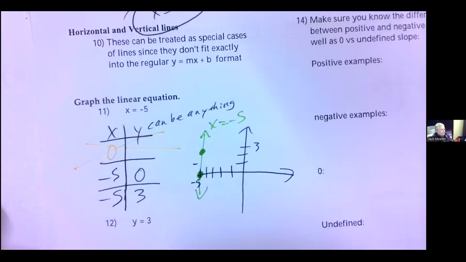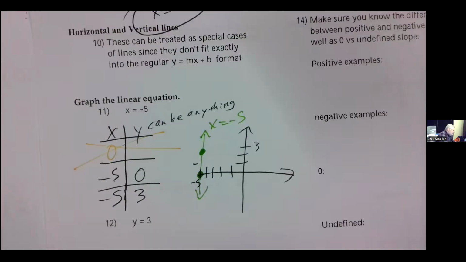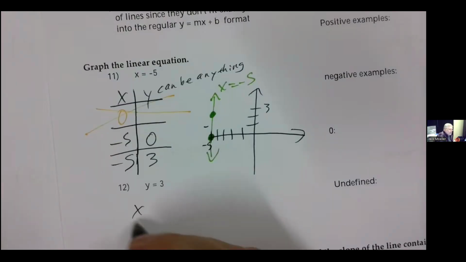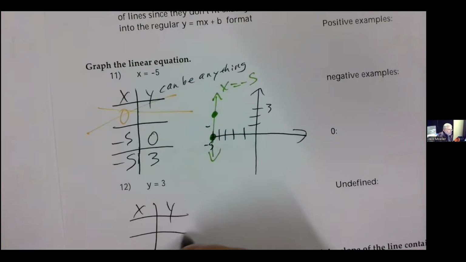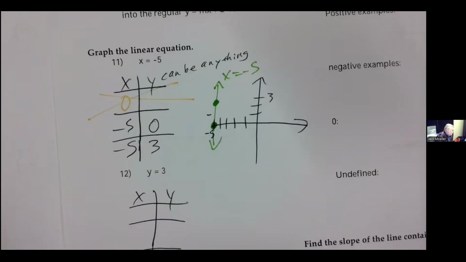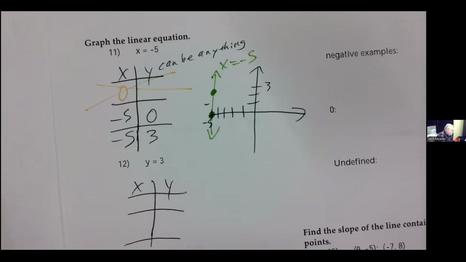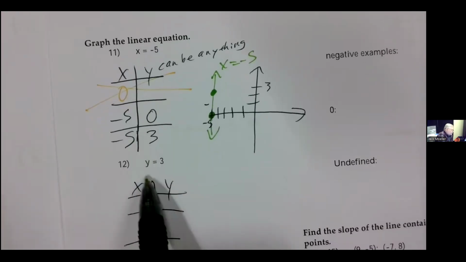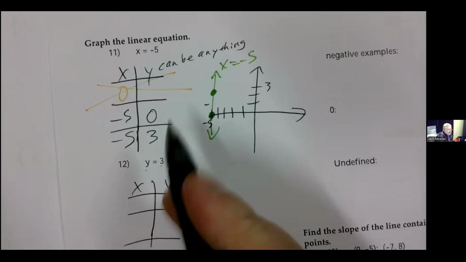So what about y equals 3? Let's do a t-table for that. What do we know about this line? Now that we've done the first one, it tells us y has to be 3. We have no choice on y. I don't care how many points you have, every single y has to be 3.